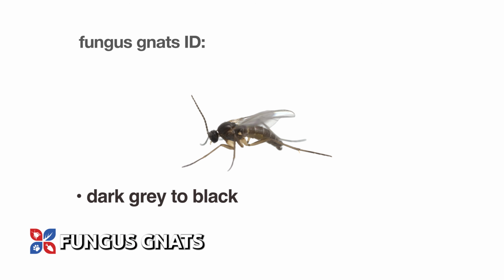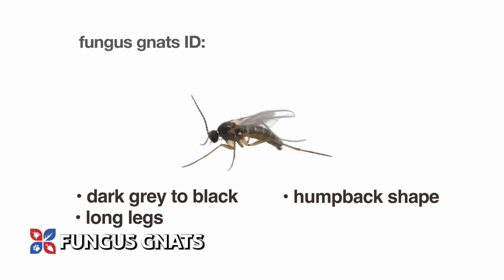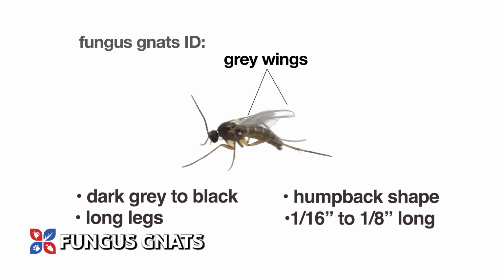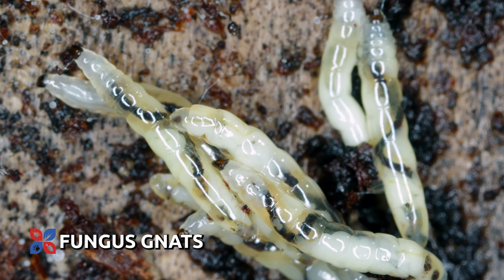Fungus gnats are dark gray to black, have long legs, and a humpback shape. They are tiny in size, only measuring 1/16 to 1/8 of an inch long, almost the same size as a fruit fly. They have one set of gray-colored wings and tiny antennae, resembling small mosquitoes when examined up close. When inspecting soils, fungus gnat larvae are going to resemble small white or cream-colored worms with black heads.